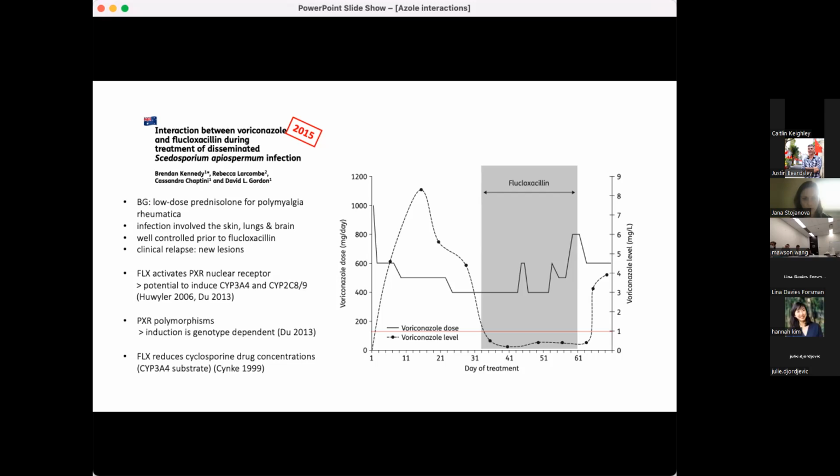In the 2013 report, there was some evidence that induction depended on PXR polymorphism. So that's another aspect that might explain patient variability in what is observed with regard to this interaction. And Kennedy and colleagues also noted a hard to find Congress abstract from 1999 that showed that flucloxacillin affects cyclosporin concentrations when they are used together, reducing cyclosporin concentrations by about 50%.